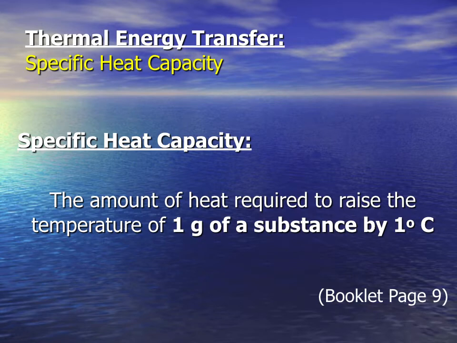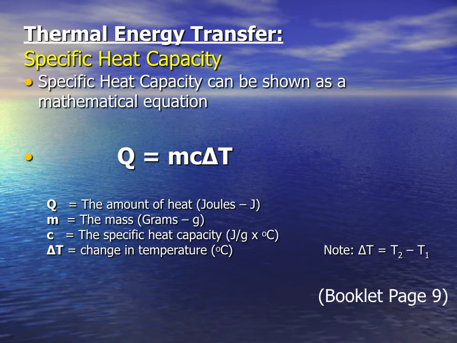Okay, so we have to get into some more specifics again and a little bit of math. So we're going to talk about a thing called specific heat capacity. And what that is, is the amount of heat required to raise the temperature of 1 gram of a substance by 1 degree Celsius. So here you go, one more equation for us. We have a couple today, but this is doable.